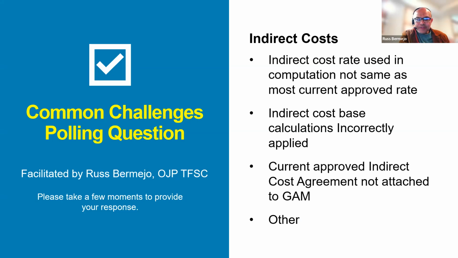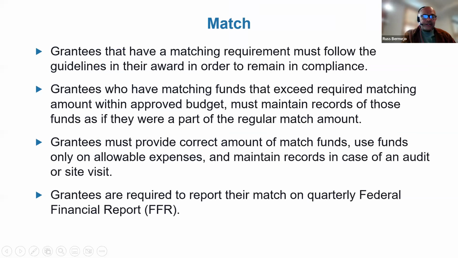And the responses are coming in. Again, someone pressed other, so we would love to hear that in the chat if you're able to put that in. It looks like you've experienced each one of these. The most common or frequently mentioned was indirect cost-based calculations incorrectly applied. So again, thank you for participating in this. We're in the home stretch here, and Angela is going to talk about matching.